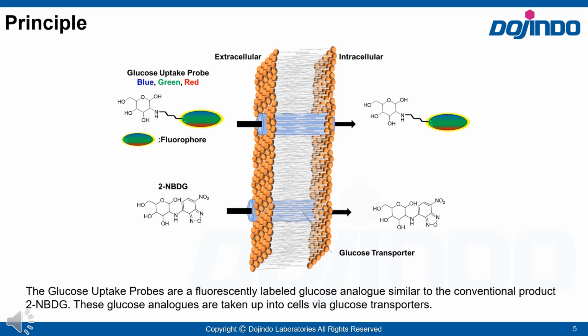We have developed three colors of fluorescent probes to visualize glucose uptake: Glucose Uptake Probe-Blue, Green, and Red. These probes are taken up into cells via glucose transporters, and their intense fluorescence can be detected by fluorescence imaging, flow cytometry, or microplate assay.